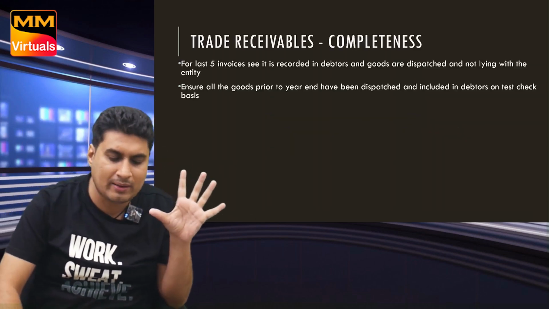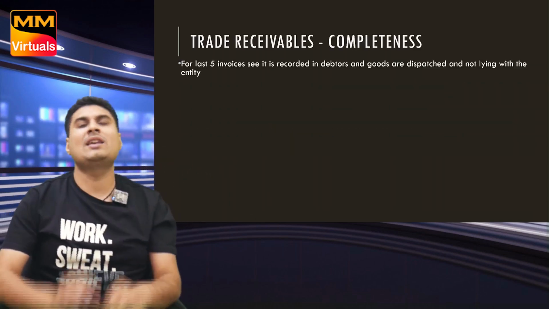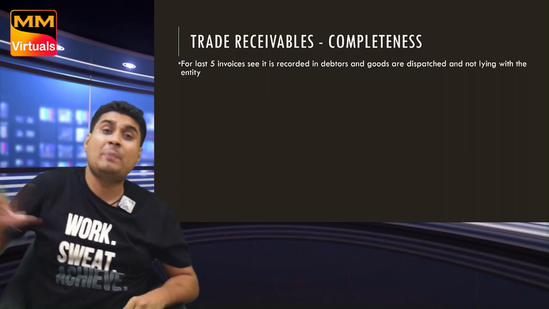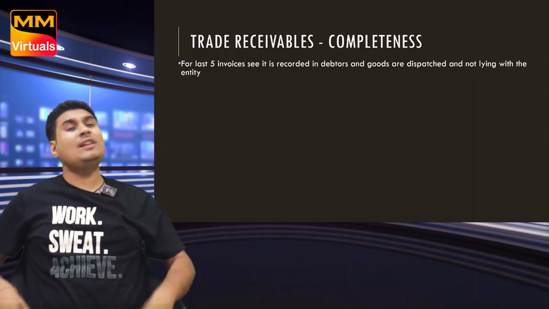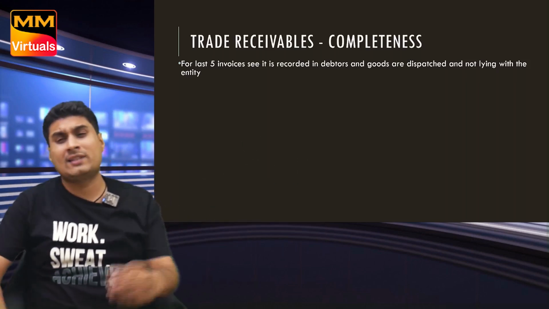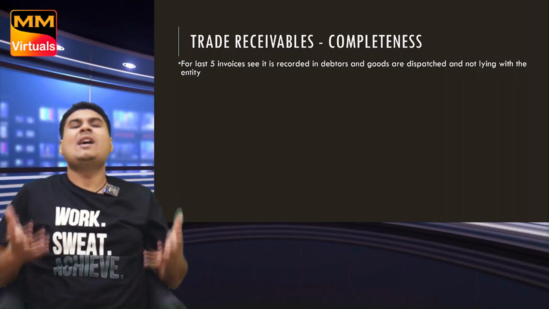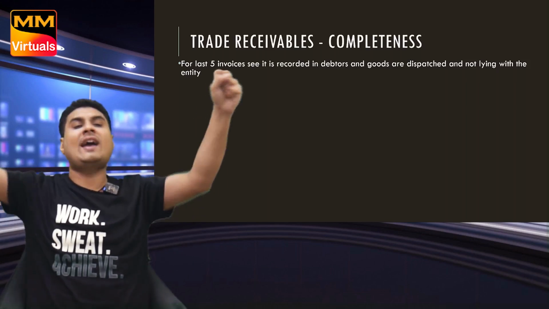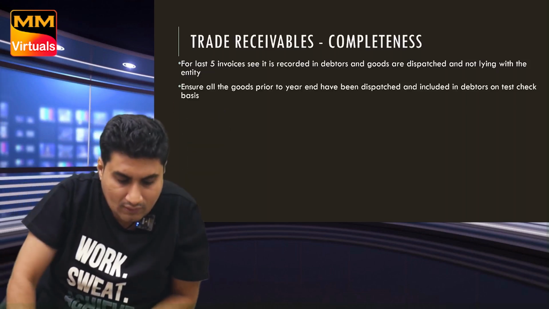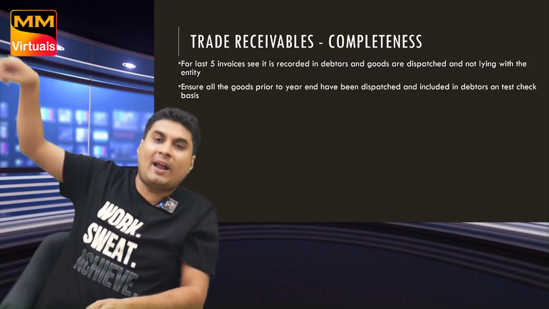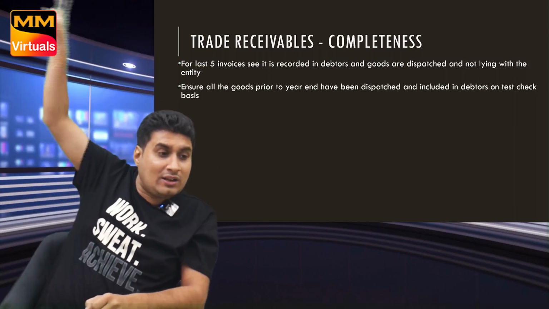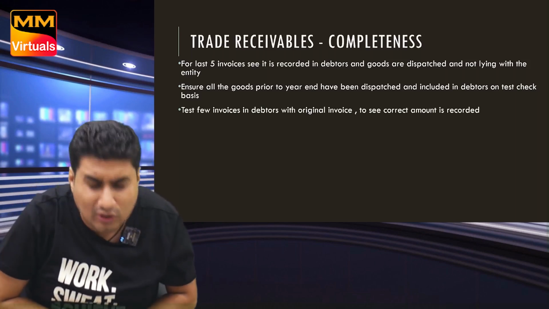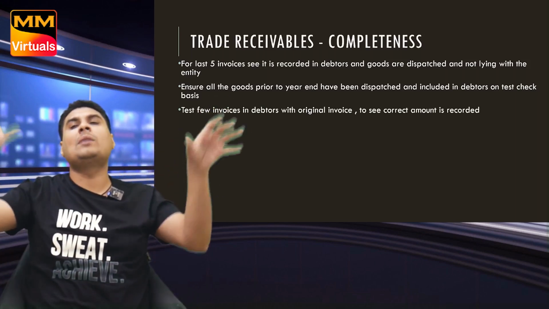So I will not go into much detail here. Completeness, same like cutoff. See the last 5 transactions. Goods are dispatched, only then sales are recorded. Otherwise, you cannot record the sale because sale should not be recorded on invoice. I am repeating all this. It should be recorded based on risk and rewards. Ensure all the goods prior to year end are dispatched, only then recognize in debtor.